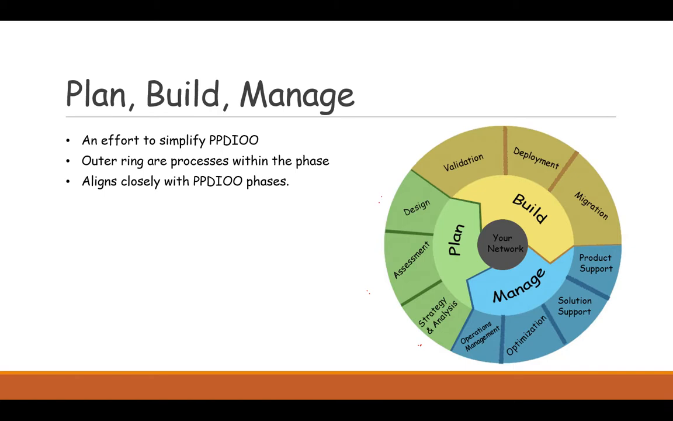Then inside our build phase, we have our validation of our design. And this is where you would create your pilot and prototype networks to validate your design. You have the actual production deployment of your design and the migration. So typically you might deploy your new network equipment, but you might not actually migrate users over to it until this later process. And then in your manage phase, you have your product support and solution support.